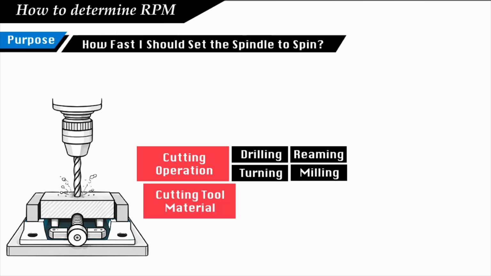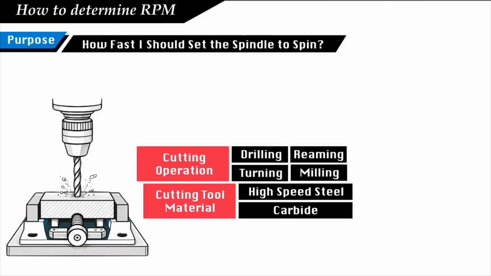Second, we also need to know the cutting tool material. What kind of material is our cutting tool made of? Usually we use high-speed steel. If you want to cut a harder material, you can also use carbide, which usually allows a higher cutting speed. So these two factors come from the cutting tool.